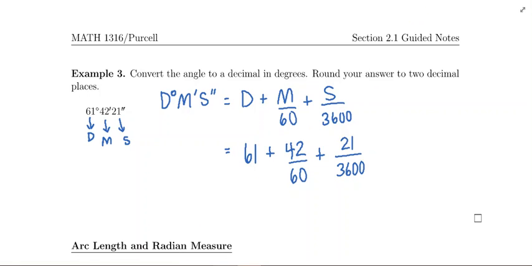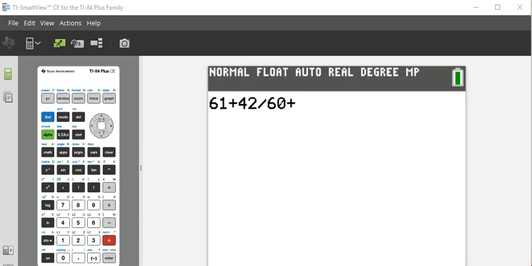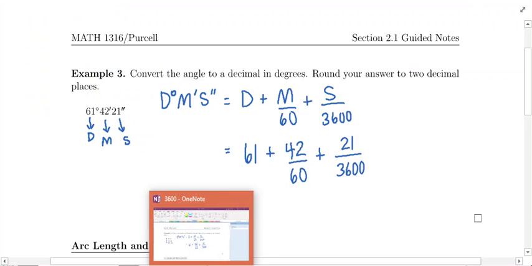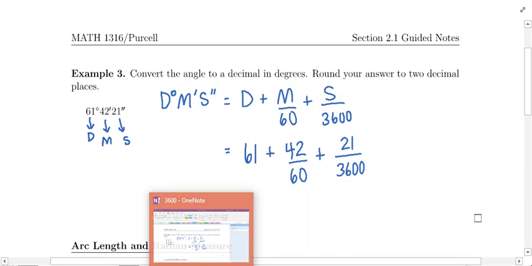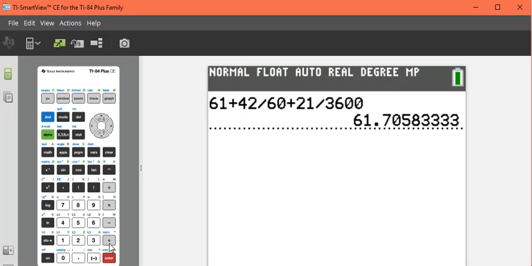All right, so I am going to have 61 plus 42 divided by 60 plus, and I forgot the other piece, let me go get it. It is 21 divided by 3600. Okay, so there we go. And that is going to give us a decimal. And it's what we expected. It's 61 point something. So I'm going to write down this whole entire decimal.